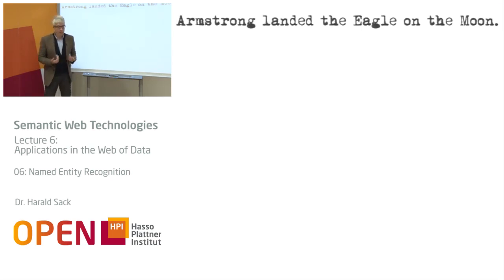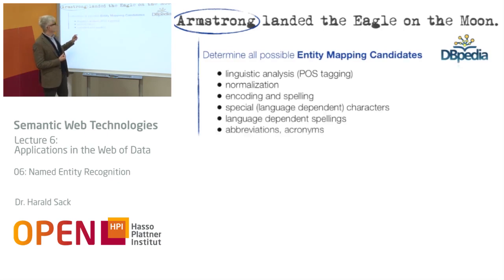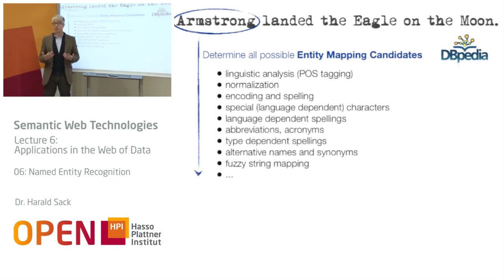So the first thing that we try to do is, okay, we try to identify all ambiguous terms, here the nouns, and we try to determine all possible entity mapping candidates. So first of all, we have to do a linguistic analysis of this text. This is called part of speech tagging, where each component, the nouns, the verbs, the adjectives, are categorized and the nouns are classified. Then there must be some normalization process.